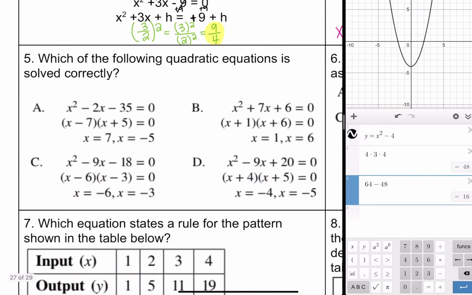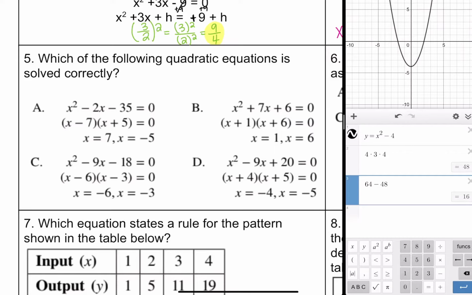Number 5, which of the following quadratic equations is solved correctly? So they are solving by factoring, because you can see the set of parentheses there. And these are 4 different equations, so you really have to know your factoring in order to do this. And the best way is to look at the first step of each of these and do a quick X chart for each problem that is given.